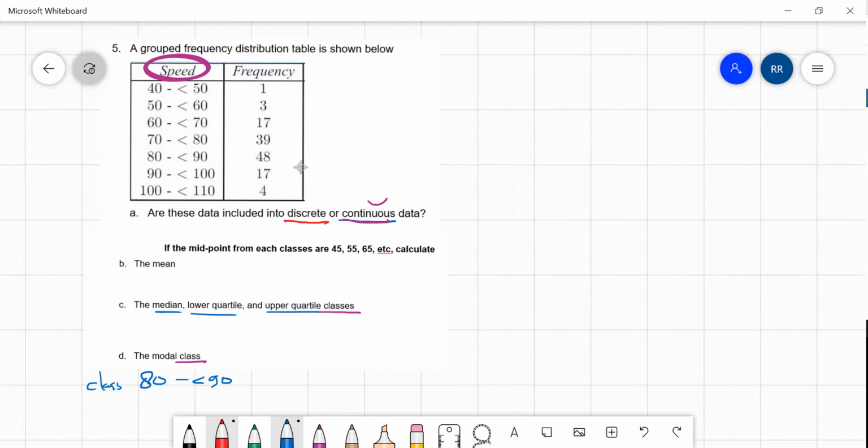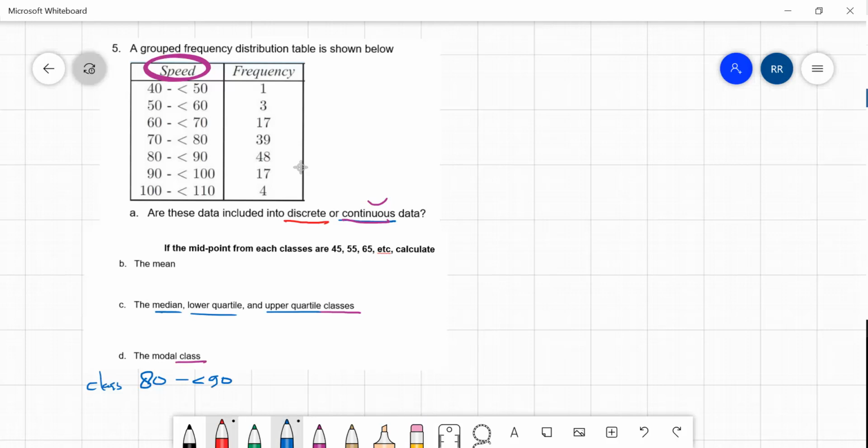Okay, so in here I'm going to add all of them. I'm going to calculate how many data we have, right? 1 plus 3 is 4, and plus 17 is 21, and this is 60. This is 108. And 108 plus 21 is 129, right? Okay, I have 129 data. Let me check it again, guys. 1 plus 3 plus 17 plus 39 plus 48 plus 17 plus 4. Yeah, 129.